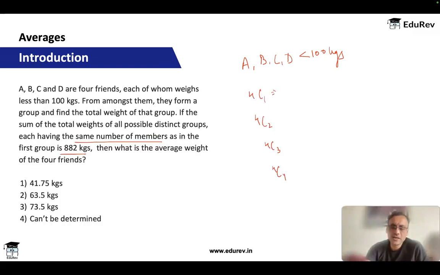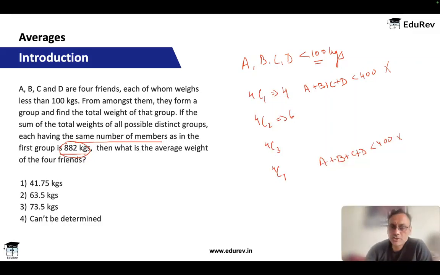So in this case, you'll be able to form 4 groups, which will be A, second group will be B, third group will be C, fourth group will be D. The total weight of all the groups will be A, B, C, D, which will be less than 400 kgs because each of them weighs less than 100 kgs. This is not possible because the question says total weight is 882. Similarly, the fourth one, if I take all 4 in the same group, same situation. You'll have A plus B plus C plus D as the total weight, which will be less than 400, hence it is not possible. Second case, 4C2 will give you 6 groups.